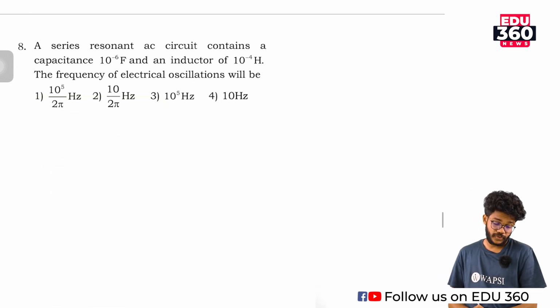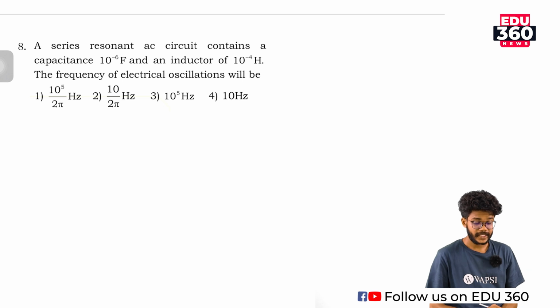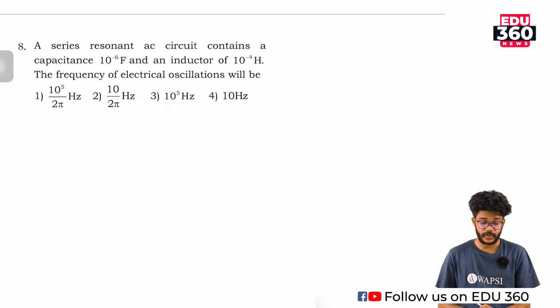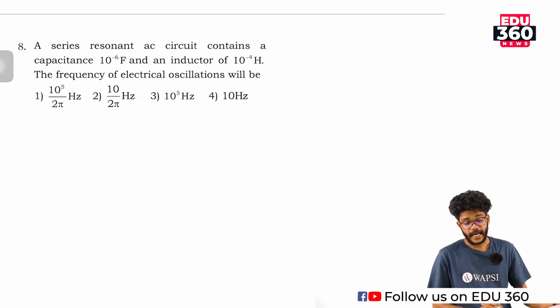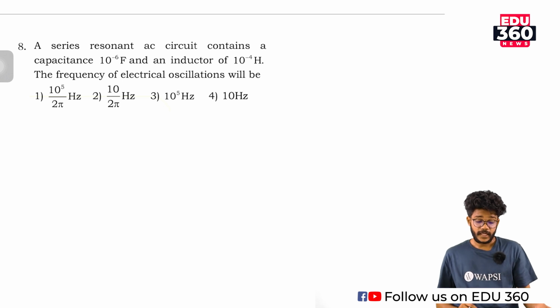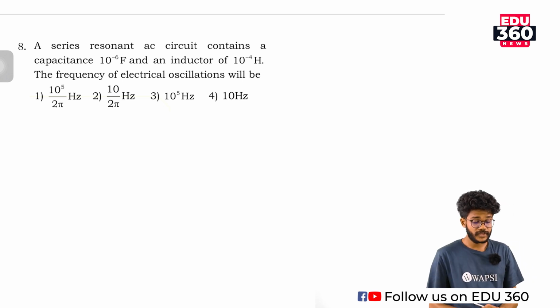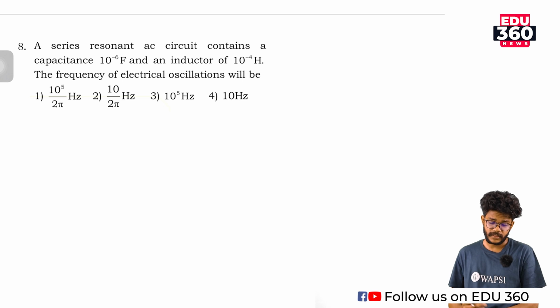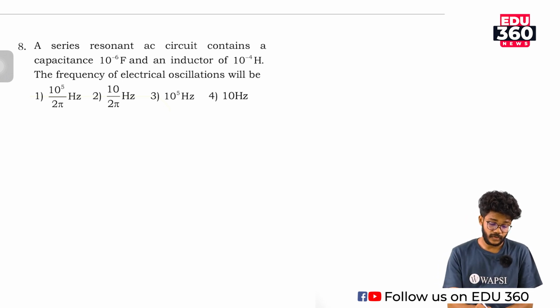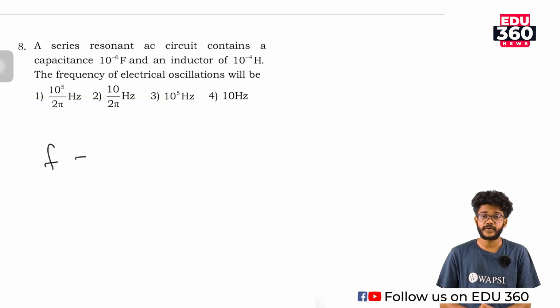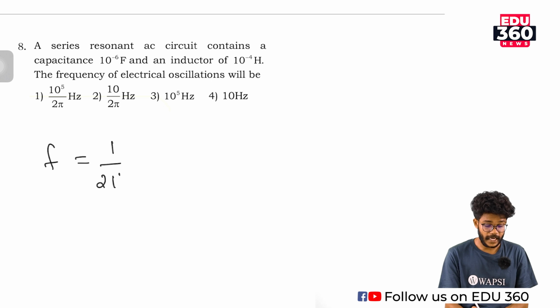Then we move to the 8th question. A series resonant AC circuit contains a capacitance of 10 raised to minus 6 farad and an inductor of 10 raised to minus 4 henry. The frequency of electrical oscillations will be, then we have to find the frequency. So what's the equation of frequency? Frequency is nothing but 1 by 2 pi root LC.